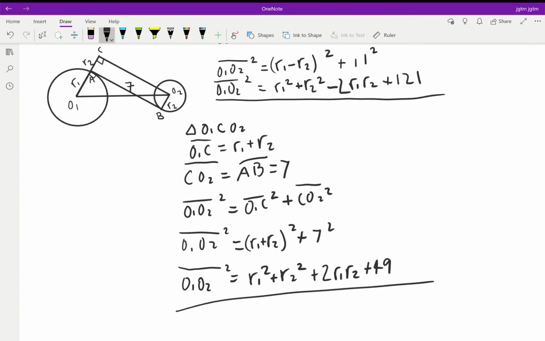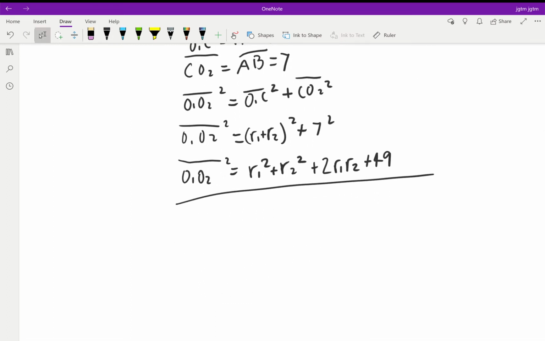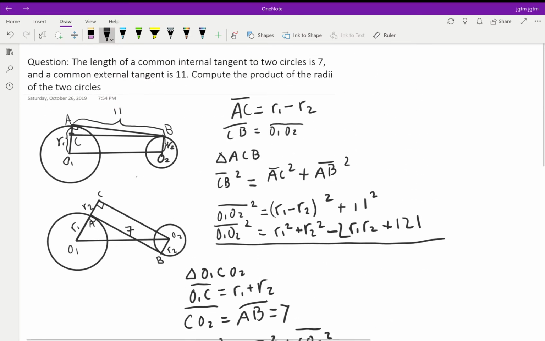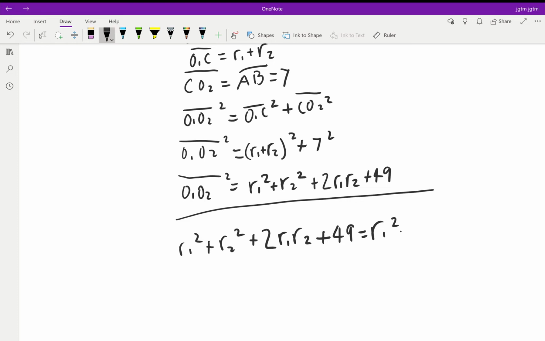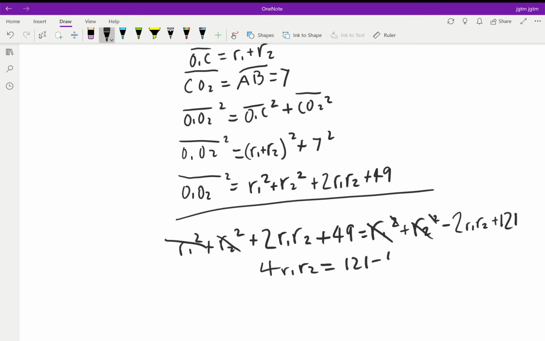And you can see here that this equation and the other equation are both equal, because they both equal O1O2, the length from O1 to O2, squared. So that means you can write R1 squared plus R2 squared plus 2R1R2 plus 49 equals, coming back to the first equation, R1 squared plus R2 squared minus 2R1R2 plus 121. And then you can see that the R1 squared and R2 squared cancel out on both sides, and you're left with 4R1R2 equals 121 minus 49.